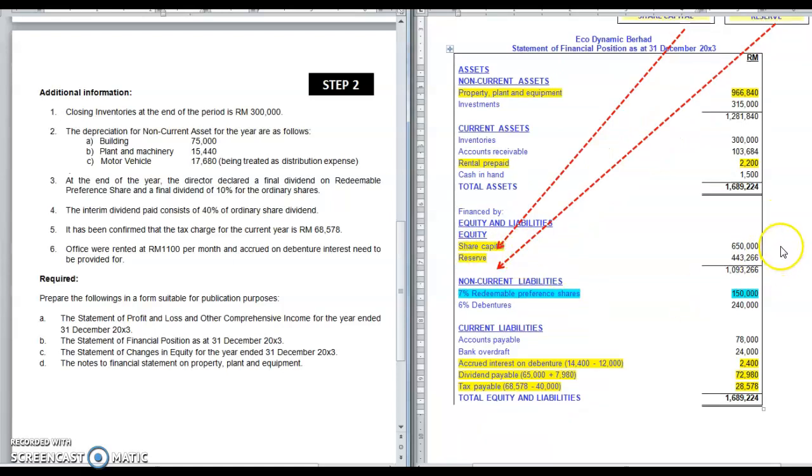So finally, we have to make sure that the total assets is equal to the total equity and liabilities, to show that most of our accounting records have been done properly and correctly. If they are not the same, then something must have gone wrong during the process, and we need to check starting from the first step. Okay, before we end this section, please make sure you have posted all the adjustments correctly. As for example here, adjustment on the accrued interest on debenture, adjustment on the final dividend, and adjustment on the tax payable.